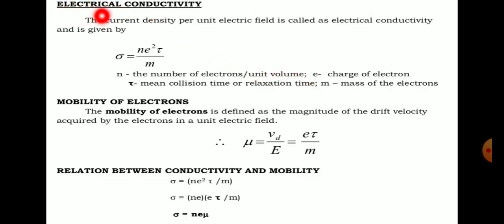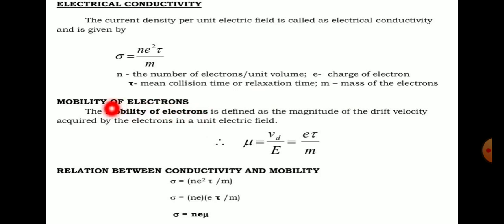The next is electrical conductivity. Electrical conductivity is defined as the current density per unit electrical field. Here we know the basic definition of density, that is mass by volume. Sigma = ne²τ/m. Here n is the number of electrons per unit volume, e is the charge of the electron, τ is the mean collision time or relaxation time, and m is the mass of the electron.